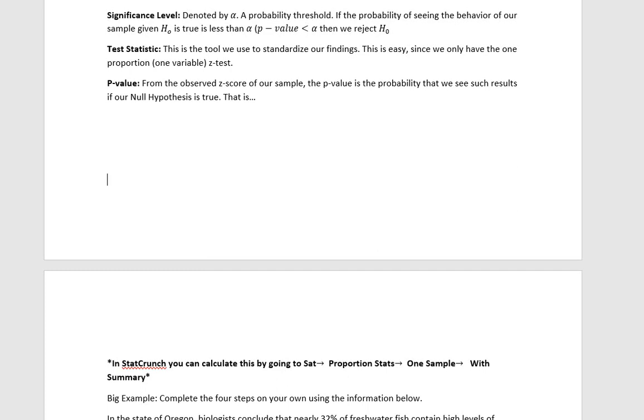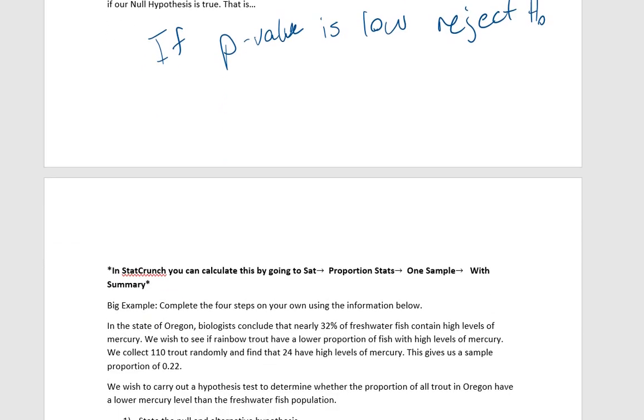So if the central limit theorem conditions have been met, that means that we have a random sample with at least 10 successes and 10 failures, and a large enough population, then we can use that z-test. We find the significance level, so we pick that before we do anything else. Then we find the test statistic, that is the z-value. And then we find the p-value using that z-score. Remember that from the observed z-score of our sample, the p-value is the probability that we see such results if our null hypothesis is true. So that is, remember, if p is low.